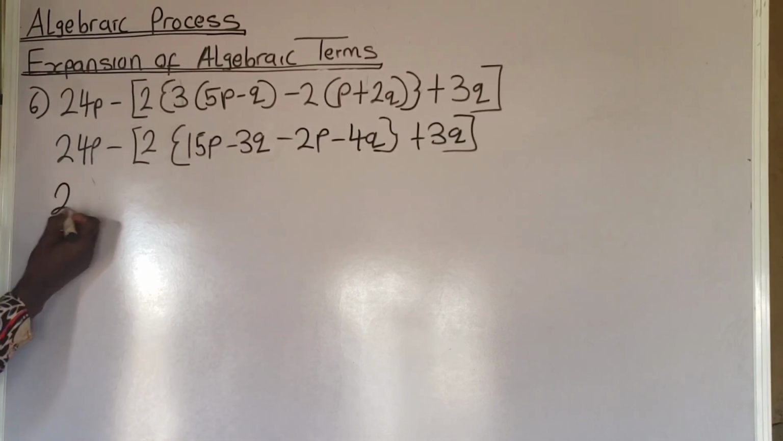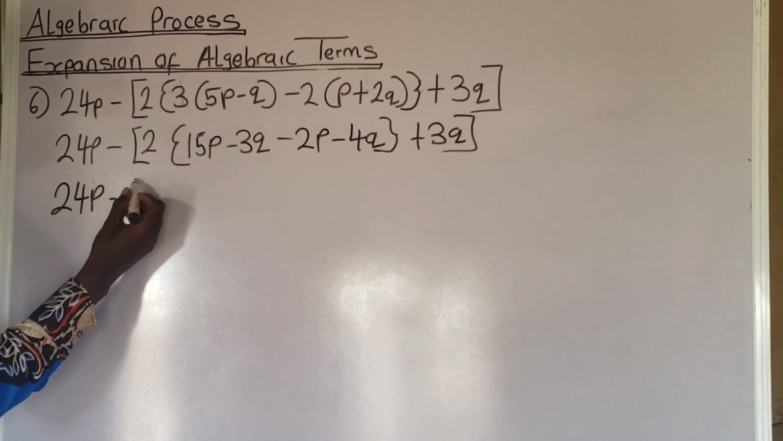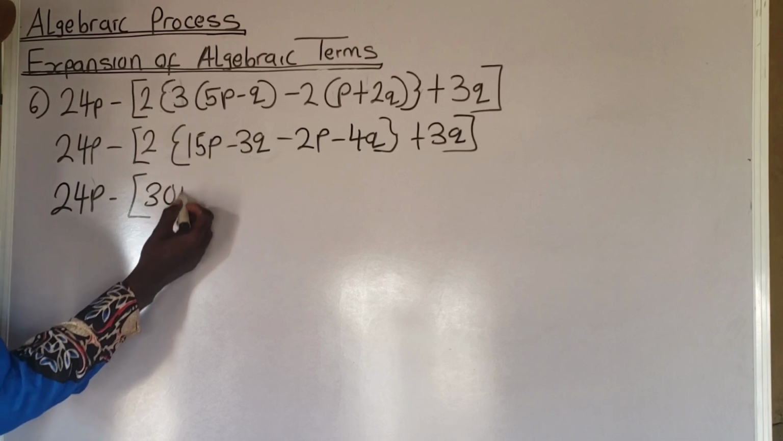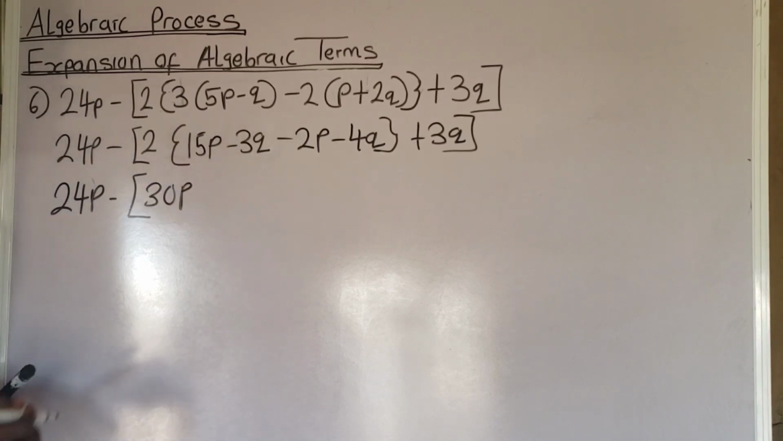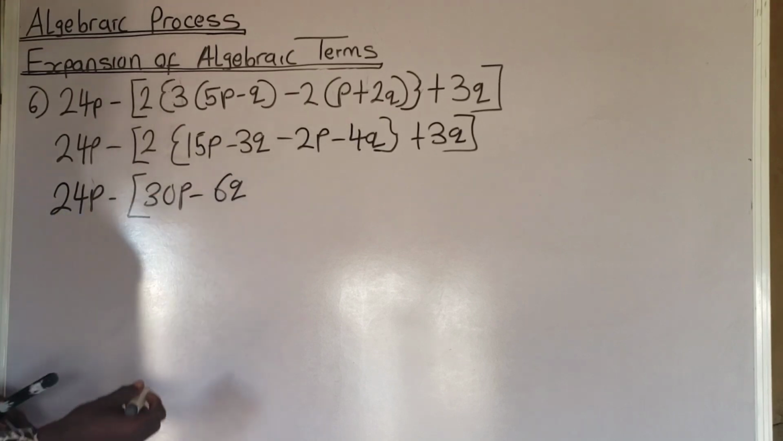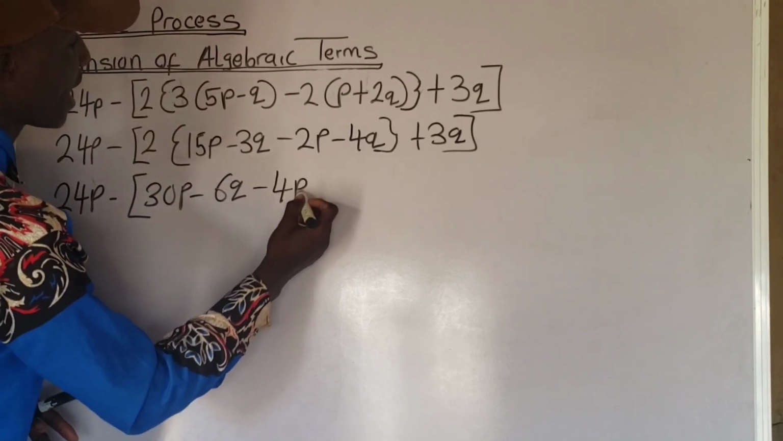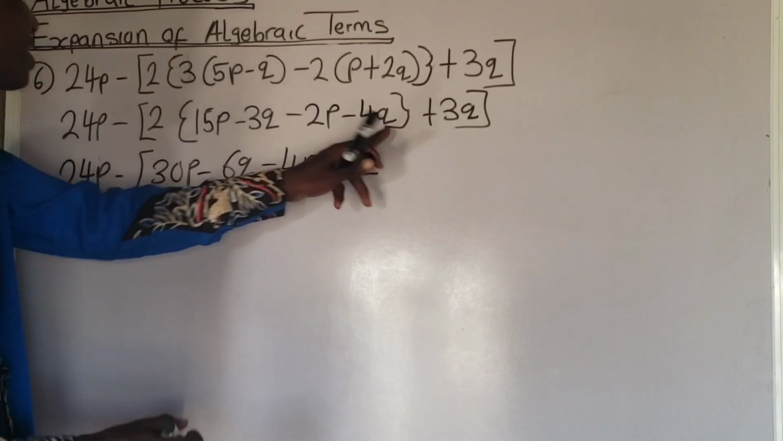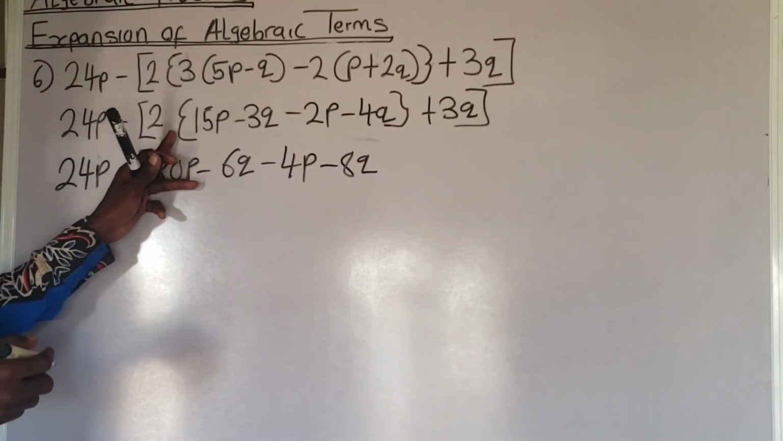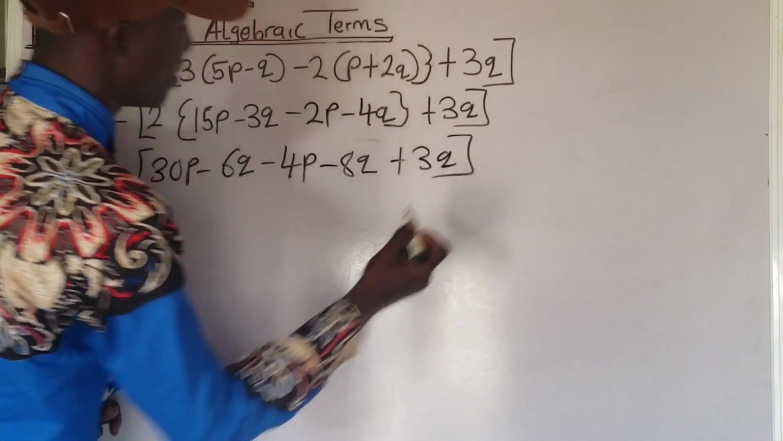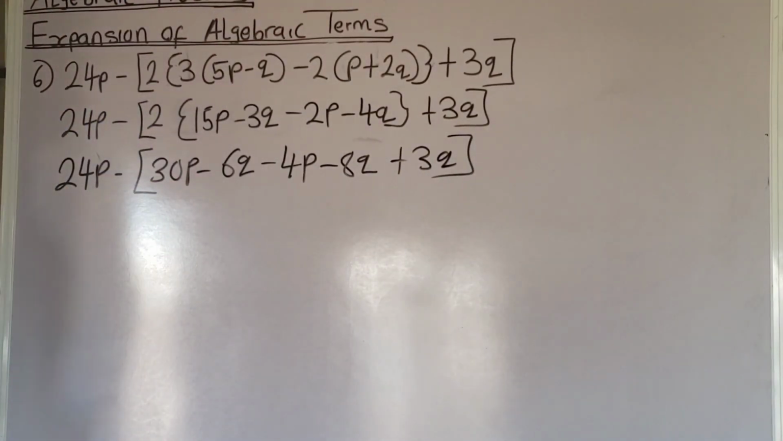For this, I'm going to have 24p minus, okay, put the largest bracket. 2 multiplied by 15p, that is what? 30p. 2 multiplied by negative 3q, that is what? Negative 6q. 2 multiplied by negative 2p, that is what? Negative 4p and negative 8q. Okay? So there is no need of putting this bracket again since we have already opened it by the coefficient. Now I'm going to have plus 3q. Do you understand? Okay? Now let us proceed.